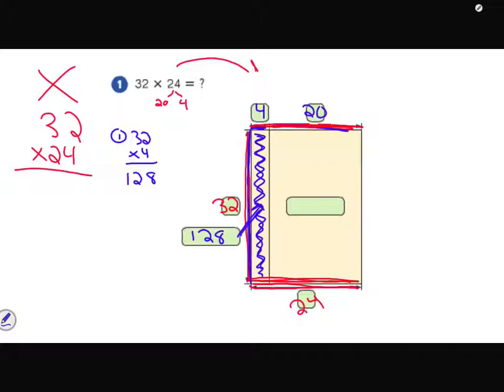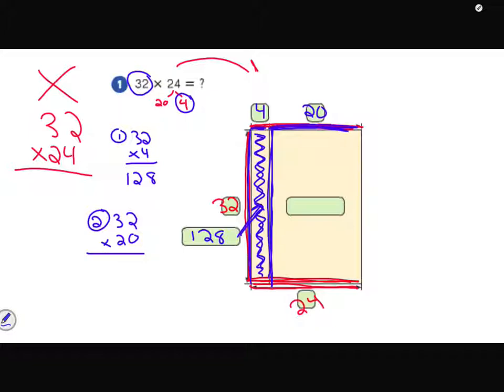Okay, so I've done 32 times this 4 already. Now I'm hoping that we're realizing that I still have that 20 left over. So again, I'm seeing that this whole line right here is 32, but now I'm multiplying it by that 20. So this time I am really doing 32 times 20.